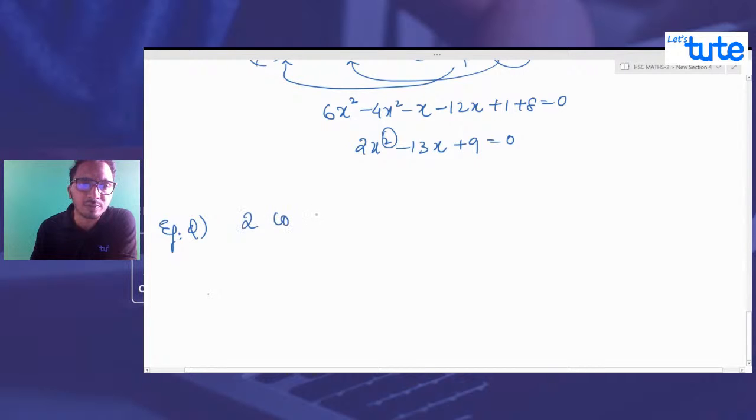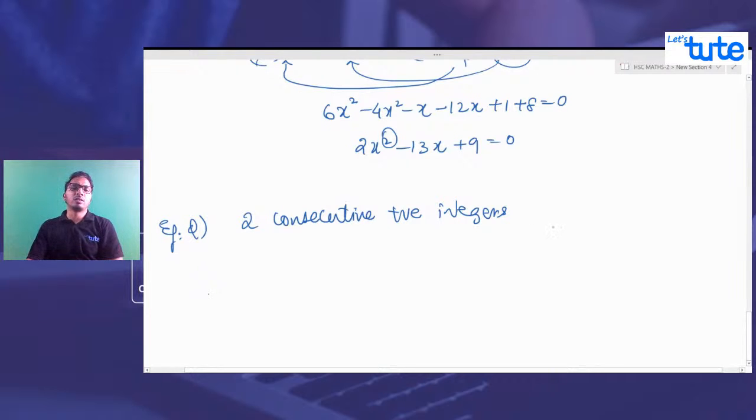Two consecutive positive integers. So what should be the consecutive positive integers? Integers always have a difference of 1, correct? So suppose one integer out of them is x, then the other has to be x plus 1 or x minus 1, right? Both are the same. So I'm taking x plus 1. So these are the two consecutive positive integers, and they're saying the product of these two positive integers is 306.